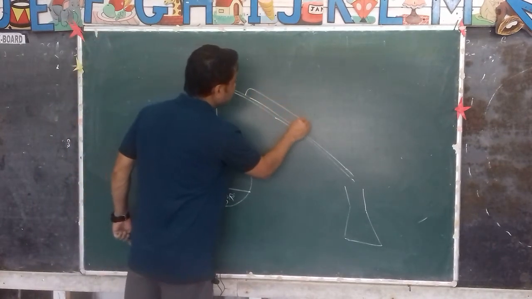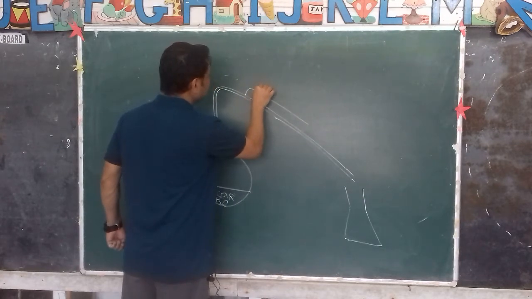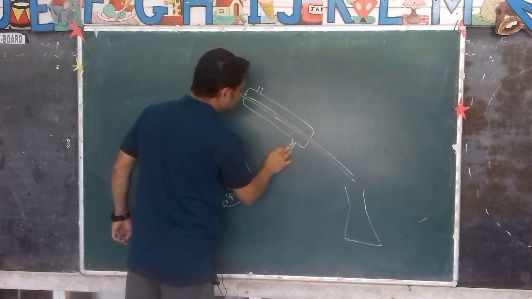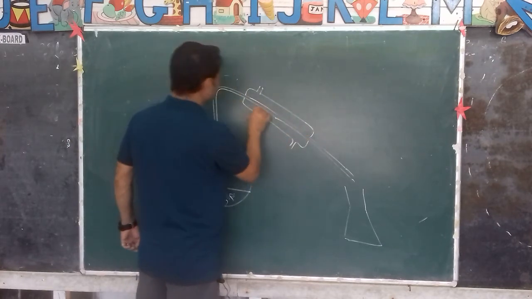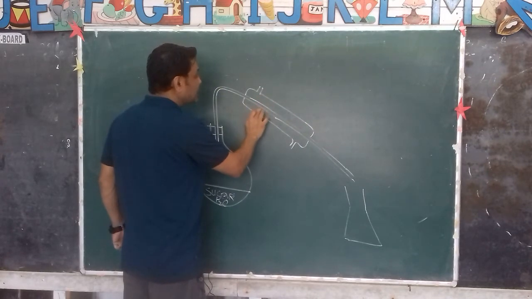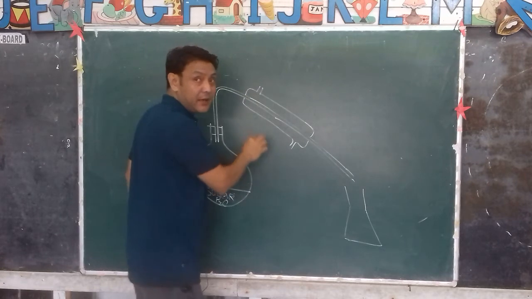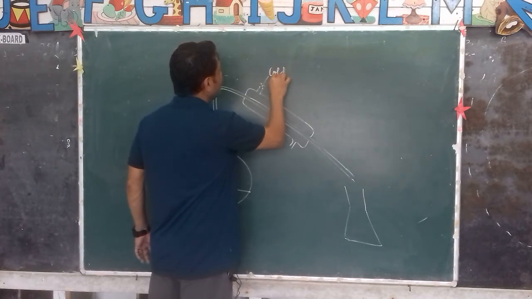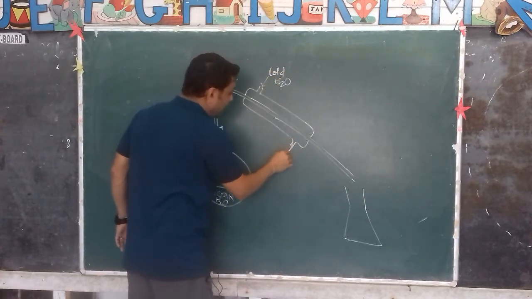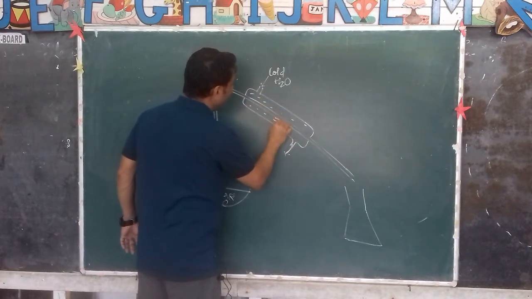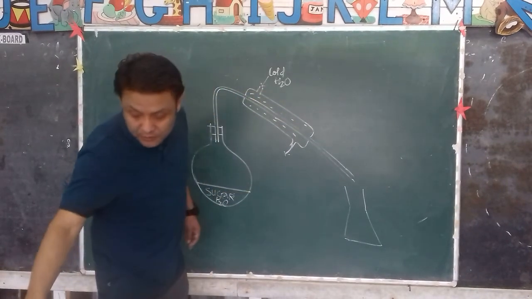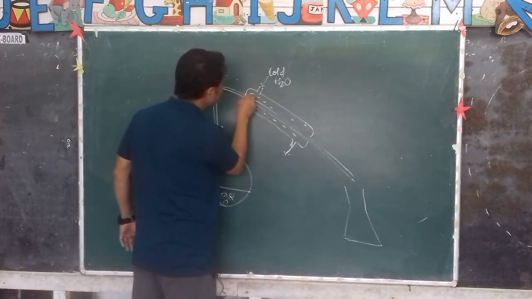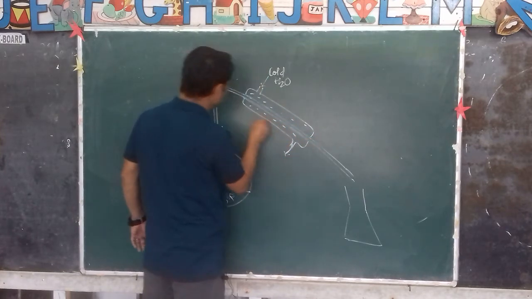Now we have a condenser here. The condenser looks somewhat like this. The condenser surrounds the tube here. So we have the inlet of cold water, and this is the outlet of cold water. So there is water all over the tube that is passing through the condenser. So this is the tube which is passing through the condenser.